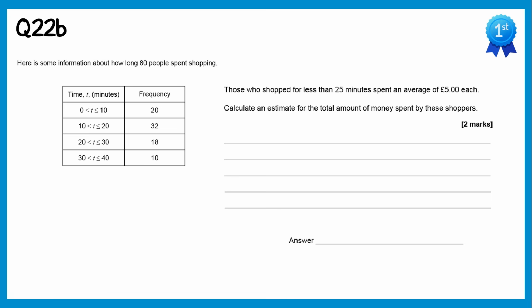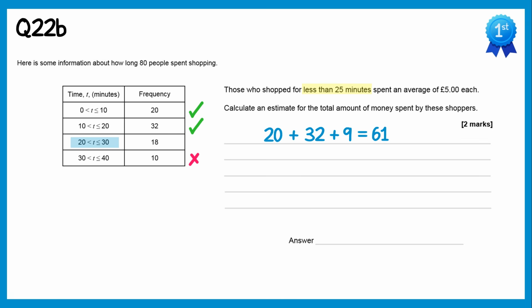For this question, we want to look at the shoppers who were shopping for less than 25 minutes. The first group is 0 to 10, so we'll include those 20 people. The next group is 10 to 20 minutes, so we want all of those people, that's 32 more. The next group though is 20 to 30. Now if we want less than 25 minutes, that's right in the middle of this group. Since it's an estimate, we'll just take half of those people, so we'll take 9. The last group is from 30 to 40, so we don't want any of those people, because that's definitely more than 25 minutes. If you add up all of these people, there are 61 people.